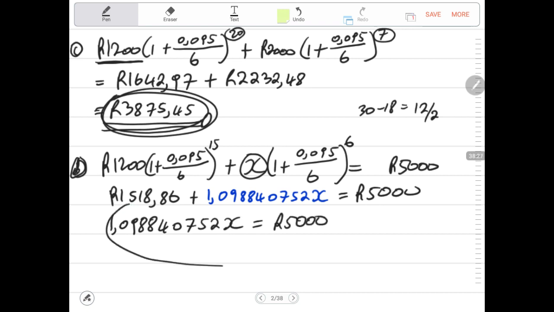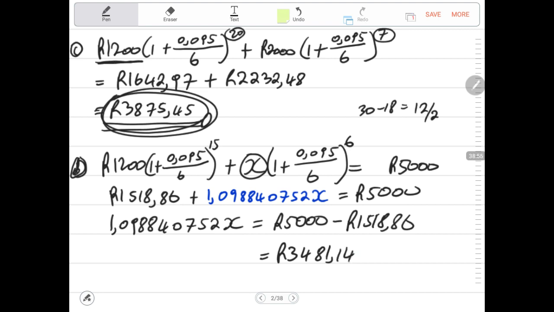When this crosses the equal sign, it becomes negative. Then you say minus 1,518 rand 86 cents. Then we say 5,000 minus 1,518.86, and this gives us an amount of 3,481 rand 14 cents.